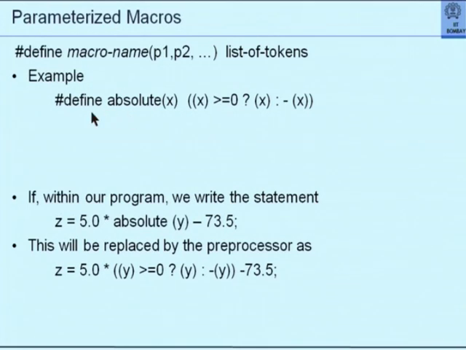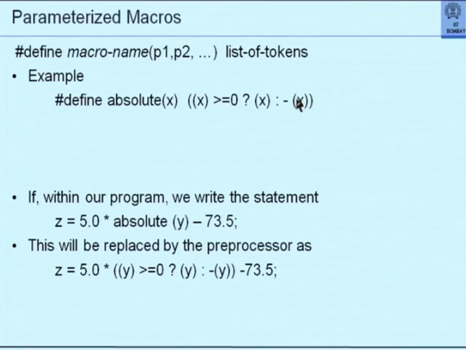Consider this for example. Define absolute x. So absolute is the name of the macro. X is a parameter. And wherever absolute something occurs in my program, it will be replaced by the right hand side. Instead of x, that something will be there. What does this macro do? If x is greater than or equal to 0, question mark.